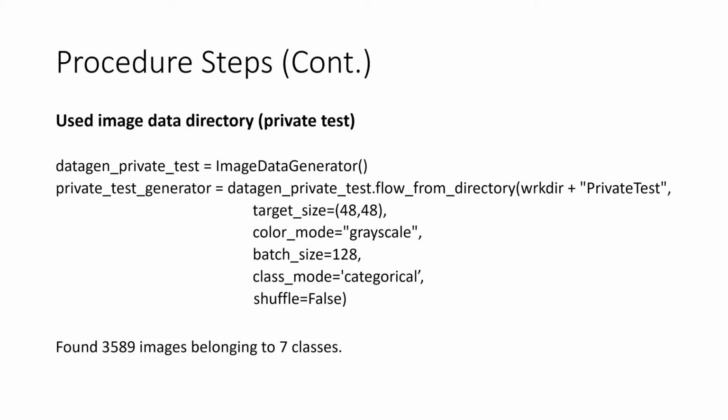And this is the other data generator we have used for the private set. This private set we will be using as the validation dataset. And this has 3589 images of a total of 7 classes. And the target size is 48 by 48, and the batch size is again 128. We will follow the same approach as we did for the training dataset.